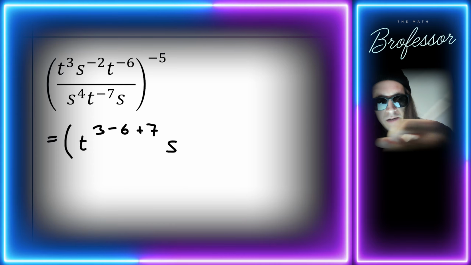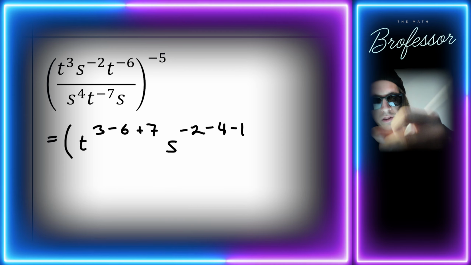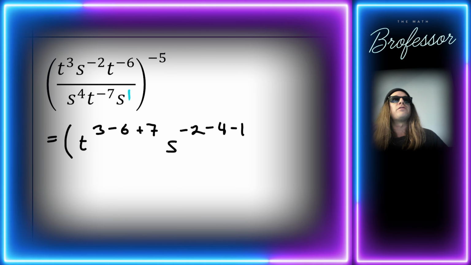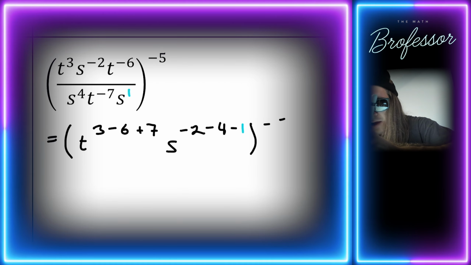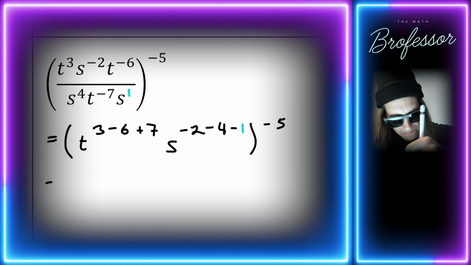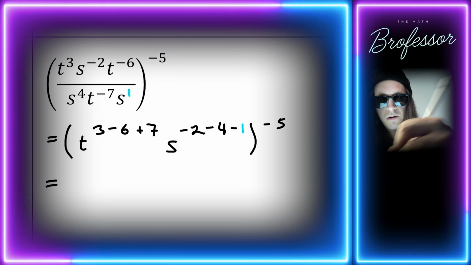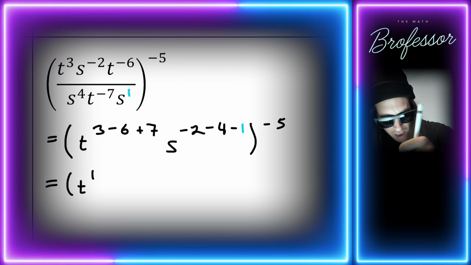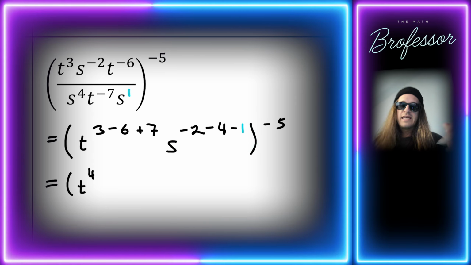What about the S's? Up top, we have a negative 2. We need to subtract the 4, and we need to subtract 1. Where did the 1 come from? Right there. That's S to the 1st in the bottom. I put a little blue 1 there for you. Actually, why don't I put it here and here so you can see that those are the same 1. And then there's still a negative 5 on the outside we're going to have to deal with. 3 minus 6 is negative 3 plus 7 is 4. Negative 2 minus 4 minus 1 is negative 7.